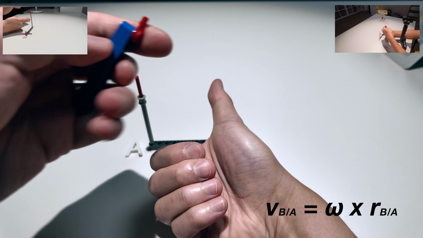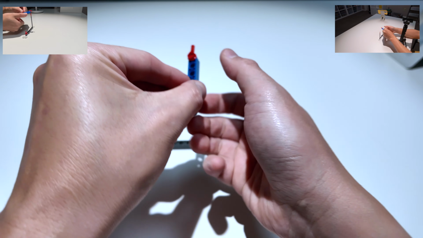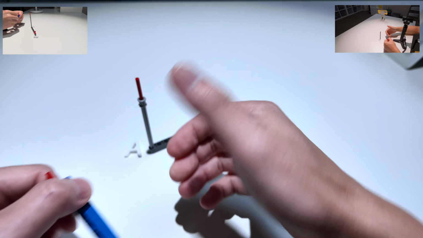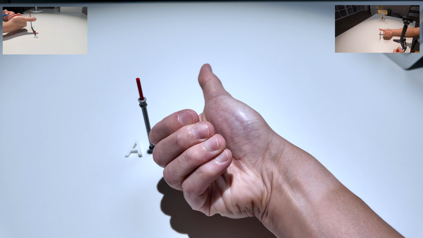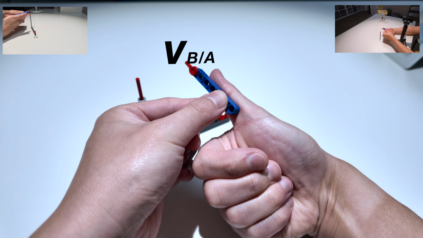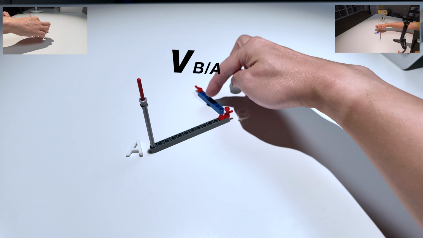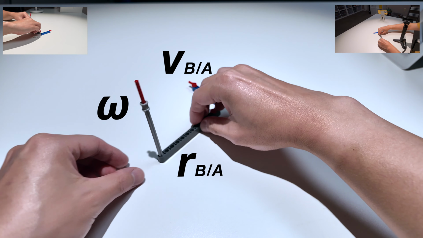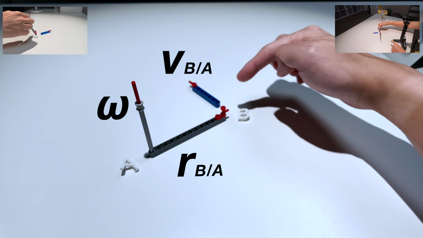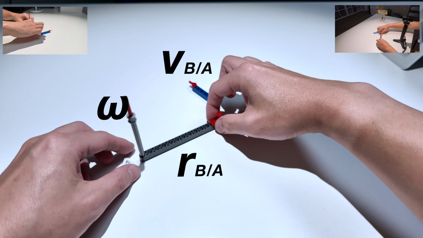And my thumb gives me the velocity of B relative to A. So when it rotates with the cross product, it creates my velocity of B relative to A, which is perpendicular. It's perpendicular to the position vector. It's perpendicular to the angular velocity, okay, perpendicular to both.